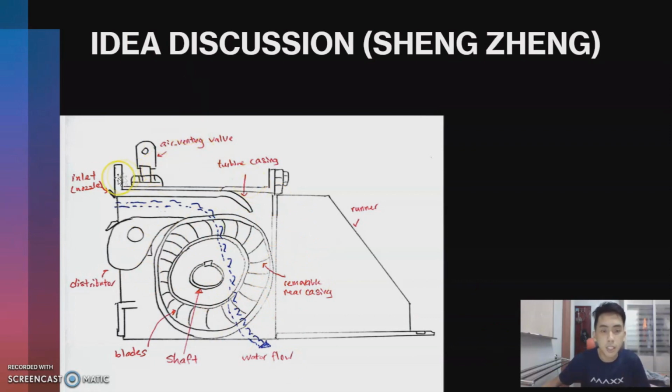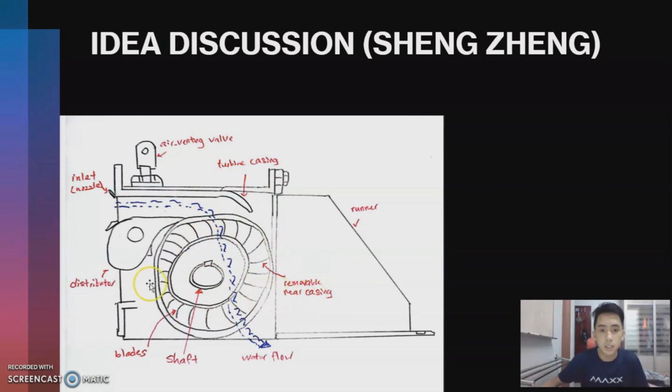The inlet allows the water to flow into this water turbine, and we want the nozzle or the inlet to be smaller so that more high pressure water will flow into this turbine and rotate the shaft.